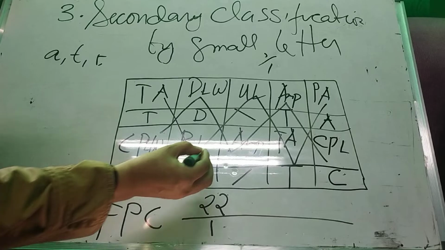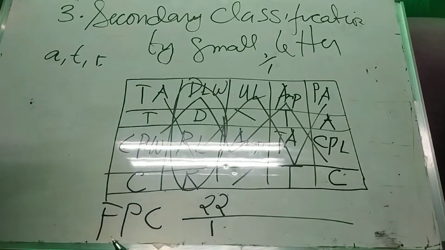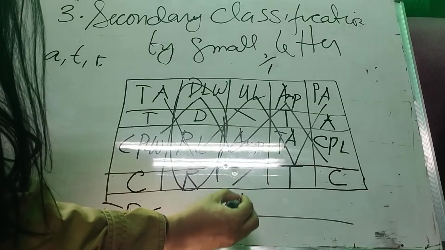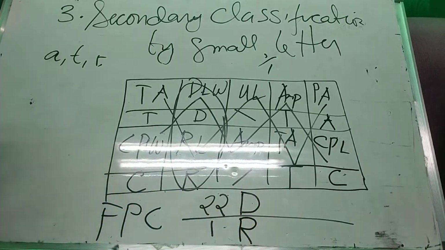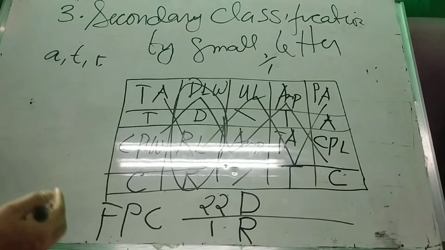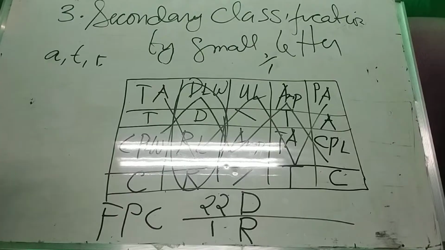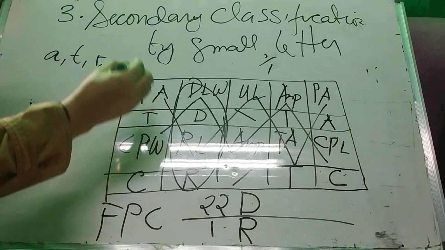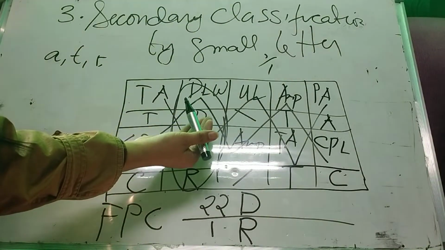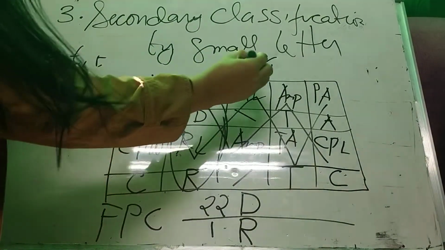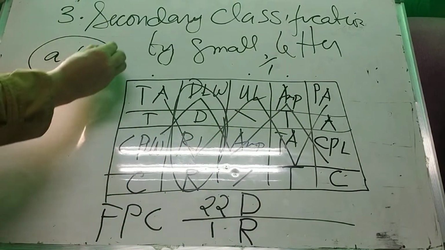So, there is no problem with that. We are just going to copy the symbol for the index finger, and that is capital letter D and capital letter R. Now, as I mentioned a while ago, those involved in the secondary classification by small letter group are your thumb and all your fingers except your index finger. So, thumb, middle, ring, and little. So, do not forget ATR.